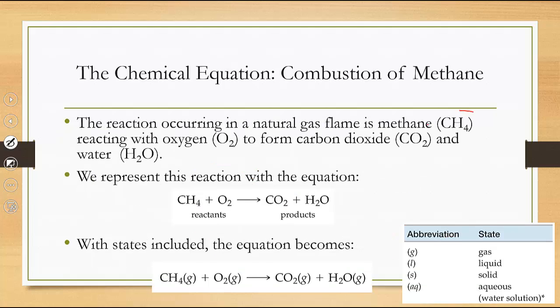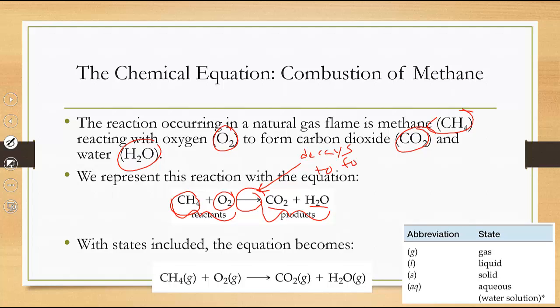We have methane, which is CH4. It's reacting with oxygen, O2, to form carbon dioxide and water. So here we have the starting stuff, which is the reactants, forming the products, which is what we have at the end, and an arrow between them. The arrow often you'll see written as decays, or it could say to form, to produce. Anything along those lines where you're changing one thing to another, that is what's meant by the arrow.